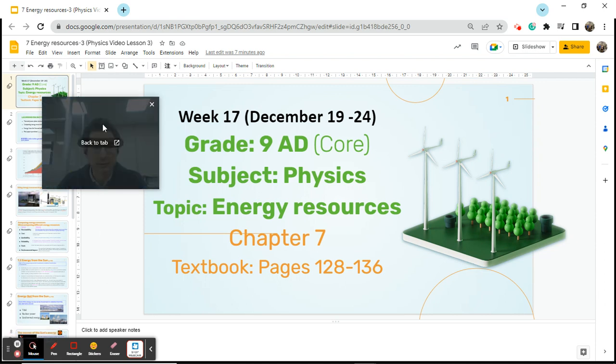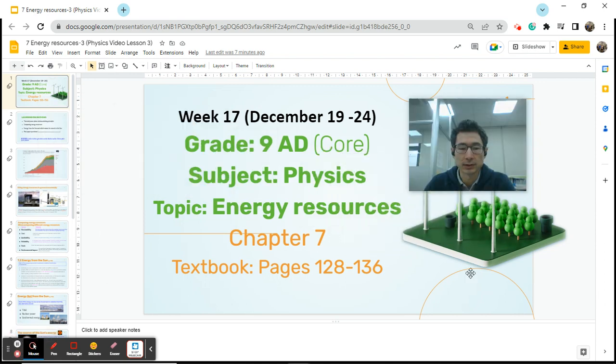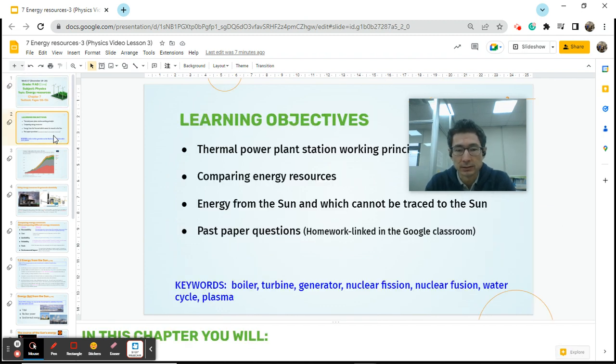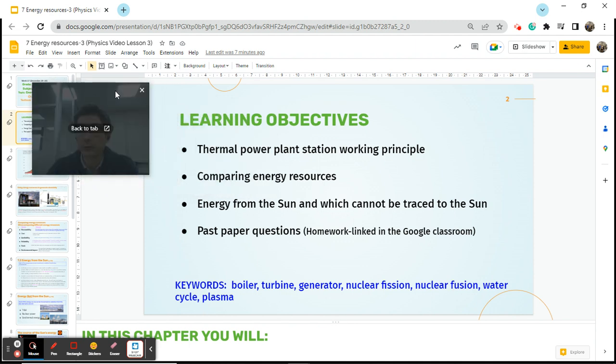In this lesson, we're going to continue the energy resources. Particularly, we're going to cover the thermal power station working principle. As you know, we use electricity, and most of the electricity is generated in thermal power stations. So we're going to talk about their working principle.